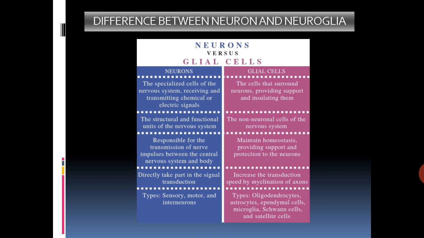Then there are three types of neurons: sensory neurons, motor neurons, interneurons. I have explained this in detail. And there are six different types of glial cells: oligodendrocytes, astrocytes, ependymal cells, microglia, Schwann cells and satellite cells. Out of these, Schwann cells and satellite cells are the neuroglia in the peripheral nervous system, the rest are in the central nervous system.